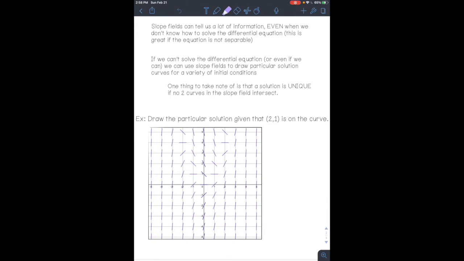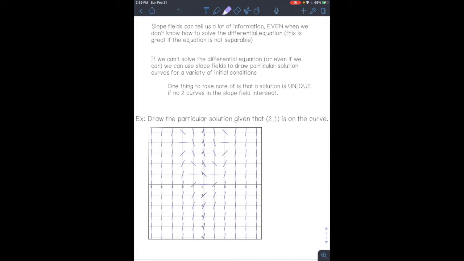Like I just said, slope fields can tell us a lot of information even when we don't know how to solve the differential equation, like the last one where it's not separable. There are other differential equation techniques for non-separable equations, but we don't cover them in AP Calculus. Even if we can solve the differential equation, sometimes it's helpful to look at a slope field to get visual information and see what all of the solution curves are going to look like. We can draw a variety of solution curves for a large number of initial conditions and see what's changing as our initial condition changes on the field.